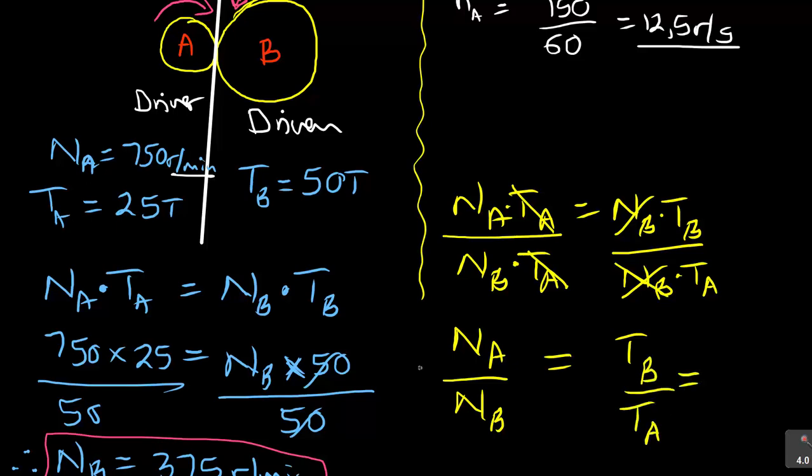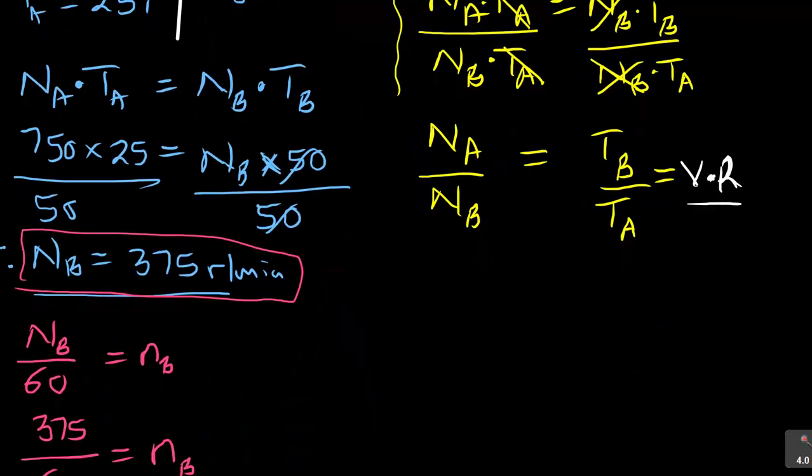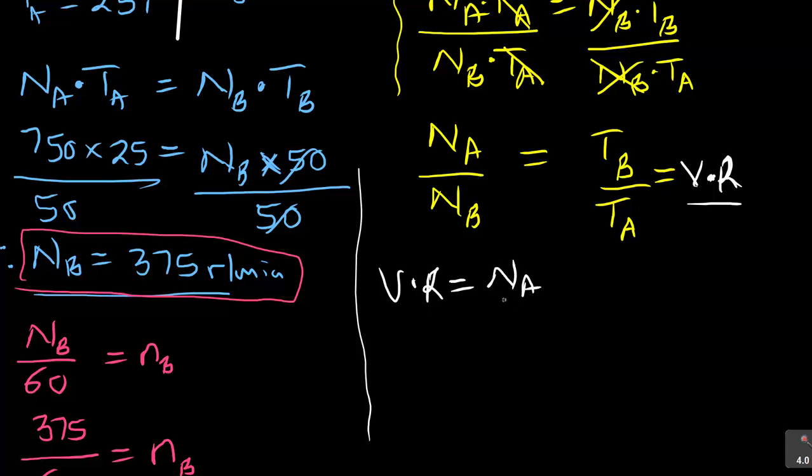But this ratio, or this fraction, is a special fraction. This is called our velocity ratio. This is what they mean when they say our VR. So when they're talking about velocity ratio, that's what they're saying. So you have got two ways of calculating it. You can either use VR is equal to NA over NB. I was just showing you how you can actually use it without cramming that formula.